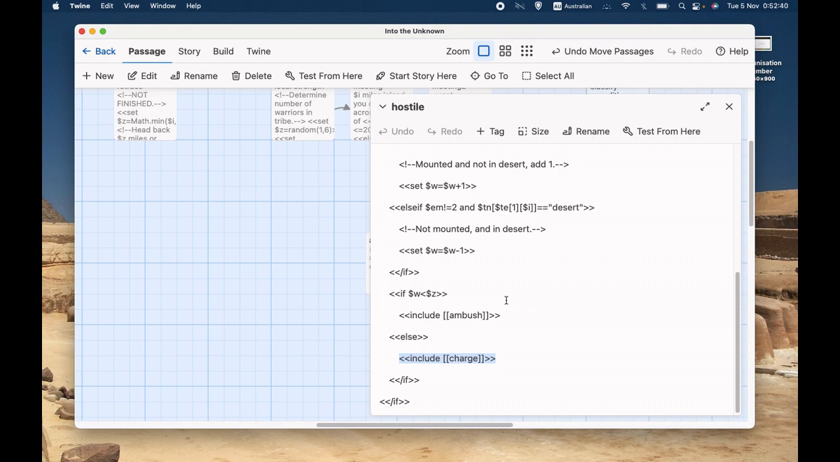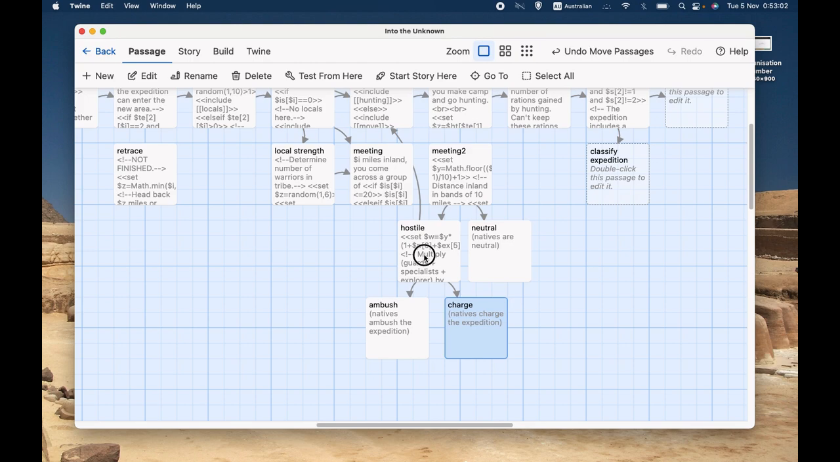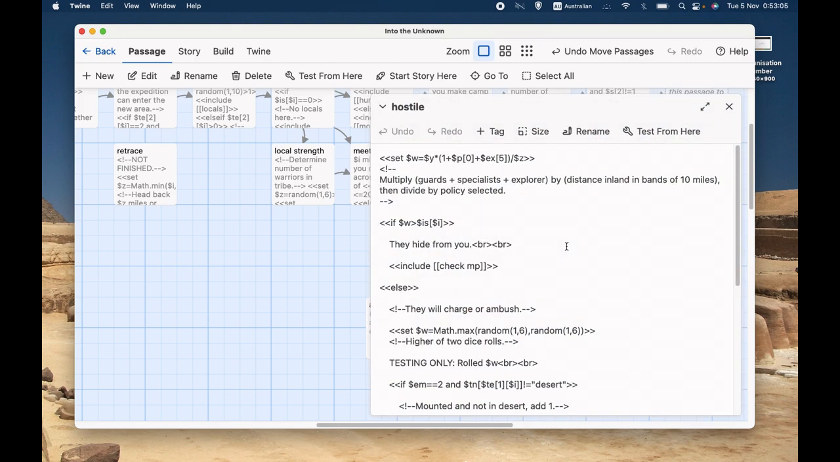Well, of course, at the moment we haven't got any code in either of these. It's just, except for just natives ambush. Oh, there you go, I have said natives instead of locals. You just get a message that says they ambush the expedition or they charge the expedition. This will probably be the code that we'll do next and talk about next. But that is how that works.